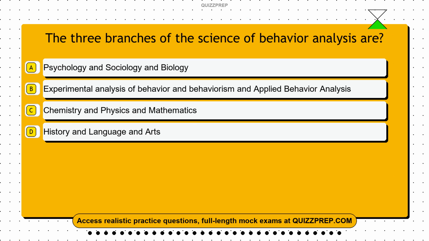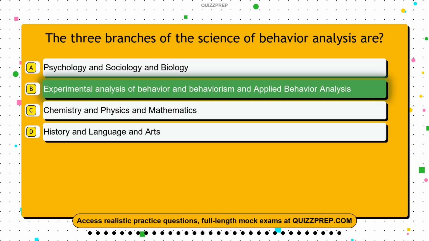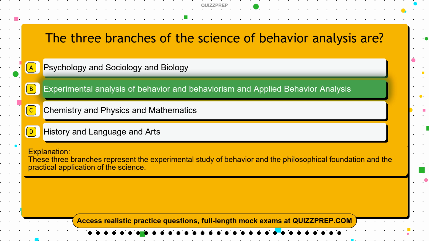Question 5. The three branches of the science of behavior analysis are: Option A, psychology and sociology and biology. Option B, experimental analysis of behavior and behaviorism and applied behavior analysis. Option C, chemistry and physics and mathematics. Option D, history and language and arts. The correct answer is option B, experimental analysis of behavior and behaviorism and applied behavior analysis. These three branches represent the experimental study of behavior and the philosophical foundation and the practical application of the science.